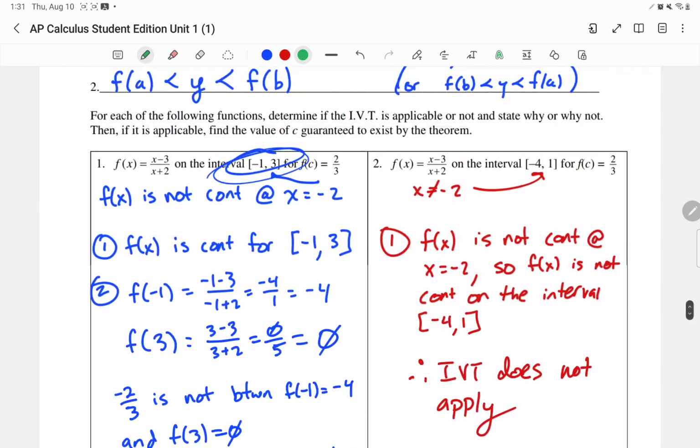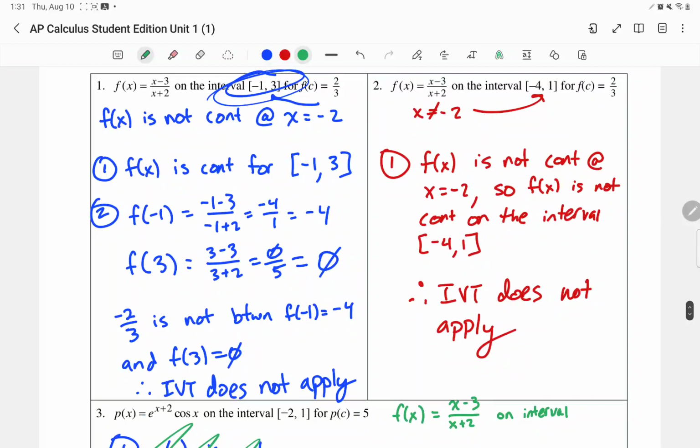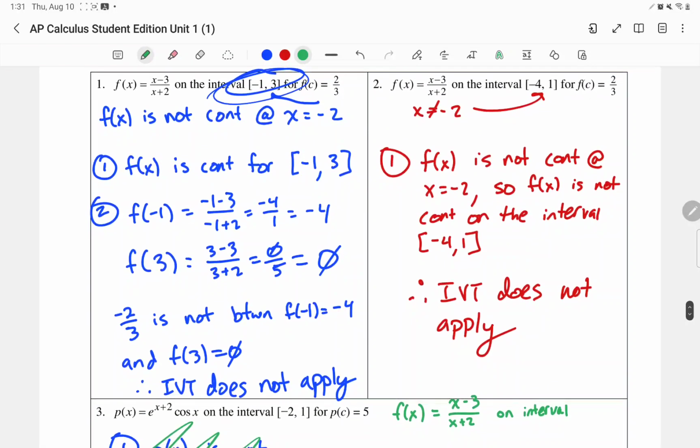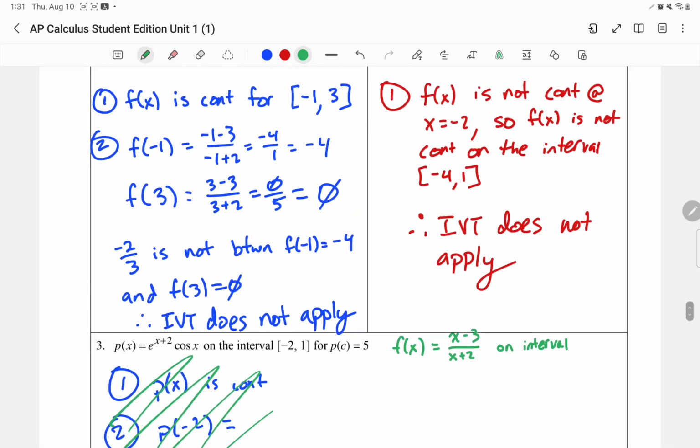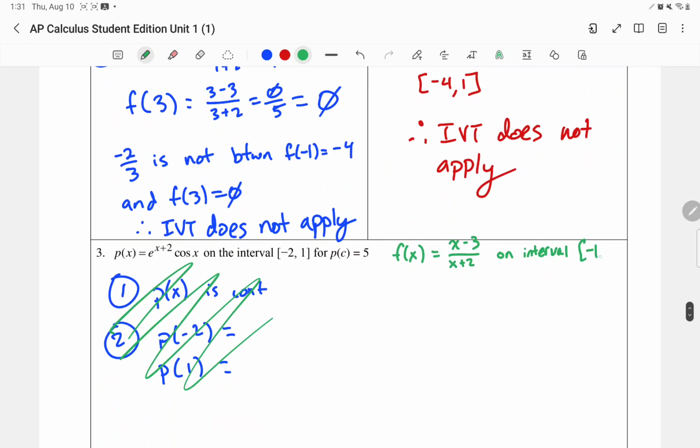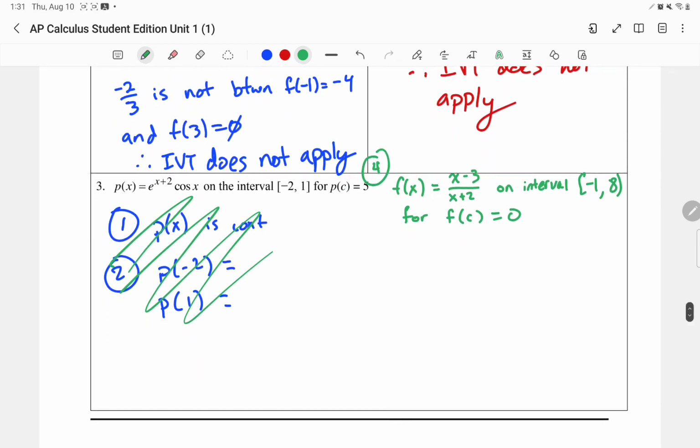from negative 1 to 8. And we want to say for f of c equals 0. Okay, so let's kind of do this one as a replacement 3. You could call it number 4 if you want to. Okay, so this will be our question.